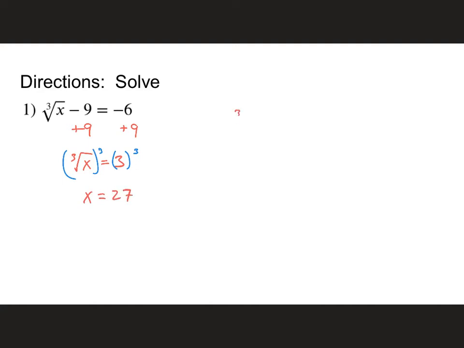Let's check that real quick. The third root of 27 minus 9, does that equal negative 6? The third root of 27 is 3. 3 minus 9 does, in fact, equal negative 6. That's a quick check. So x equals 27 is my answer.